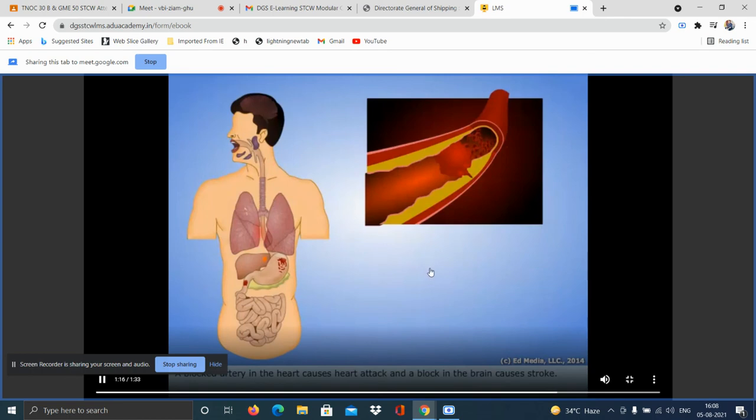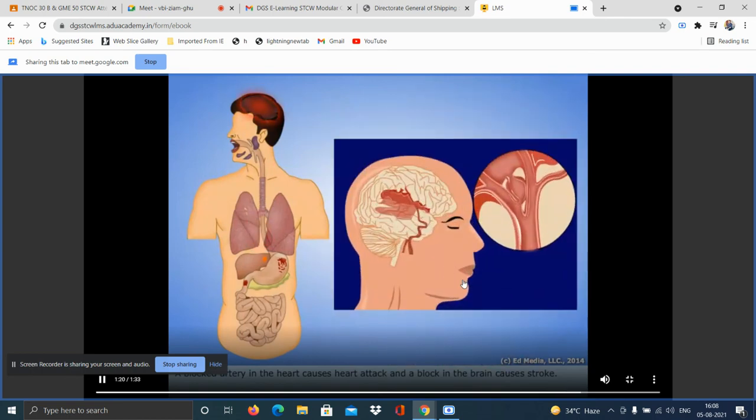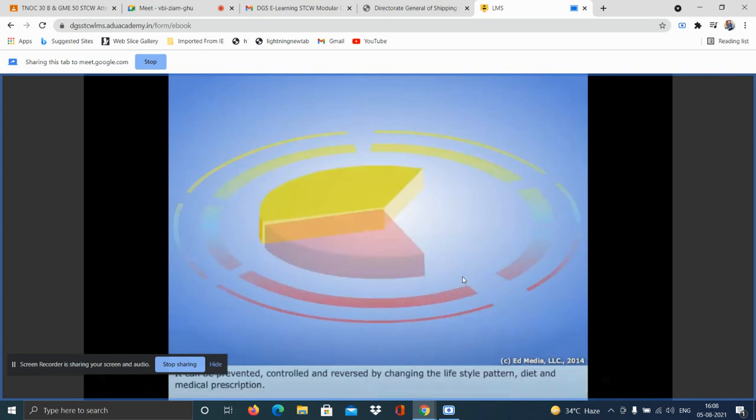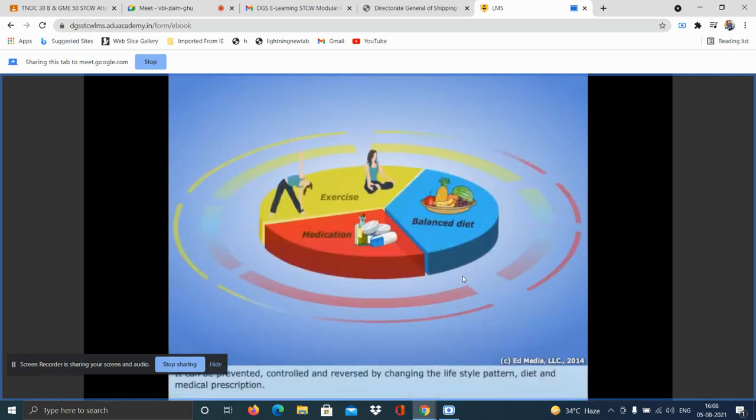A blocked artery in the heart causes a heart attack, and a blockage in the brain causes a stroke. It can be prevented, controlled, and reversed by changing the lifestyle pattern, diet, and medical prescription.